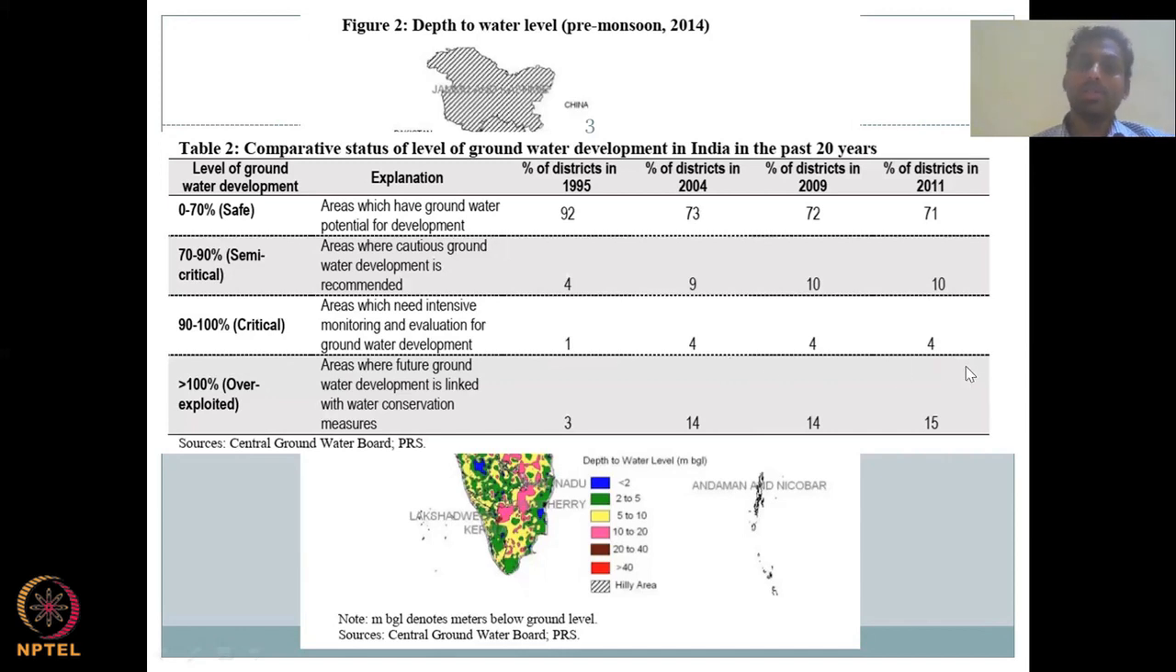So what you see clearly is the safe and semi-critical have been converted as critical and overexploited. This is why I'm trying to say that critical blocks, critical districts have to be managed with utmost care, because they can any day become overexploited.